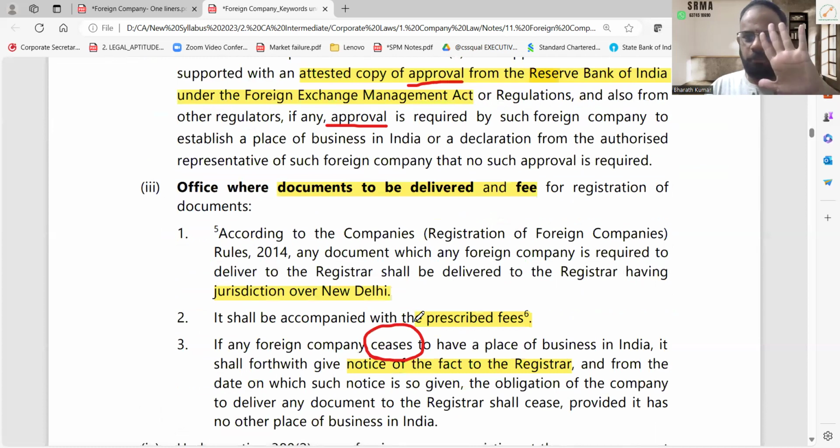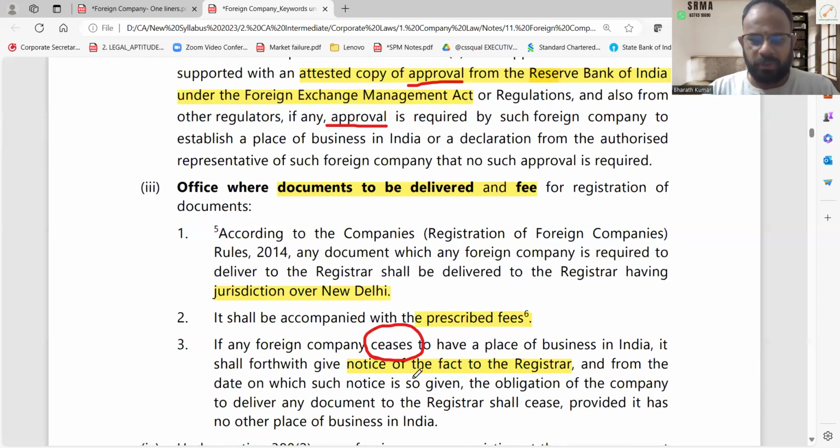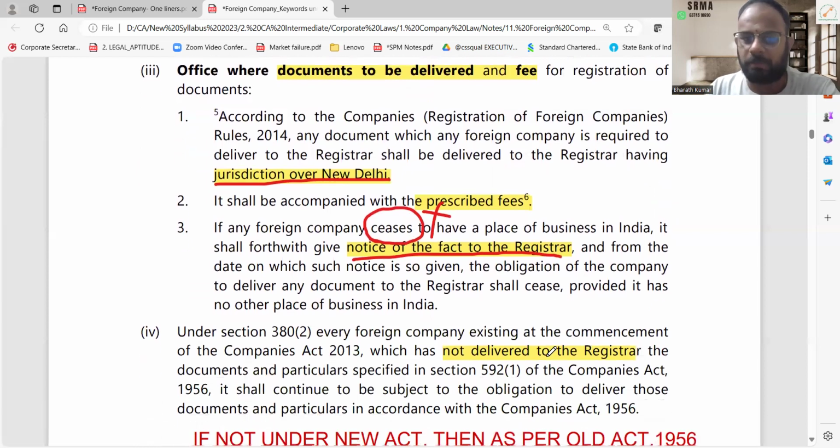Point number 3. I told 5 points. You should give it with a fees. You should ensure that the jurisdiction is over New Delhi, that is the major place where you will try to have it. If the foreign company ceases to have the place of business, that also, give notice of the fact to the registrar, then inform him that there is no other place.